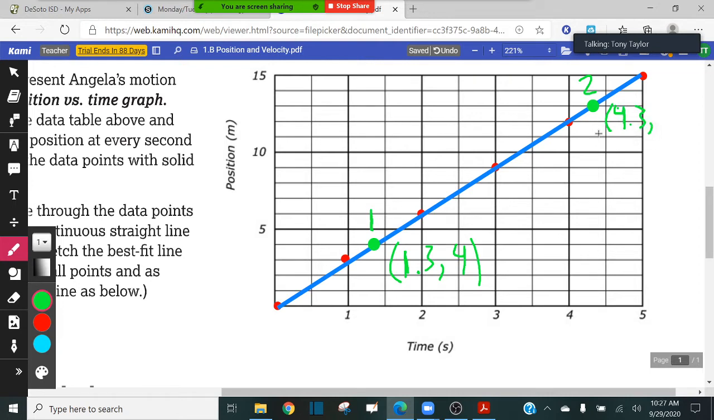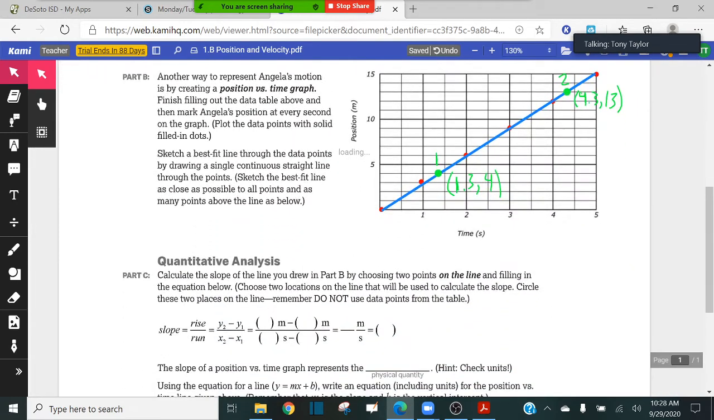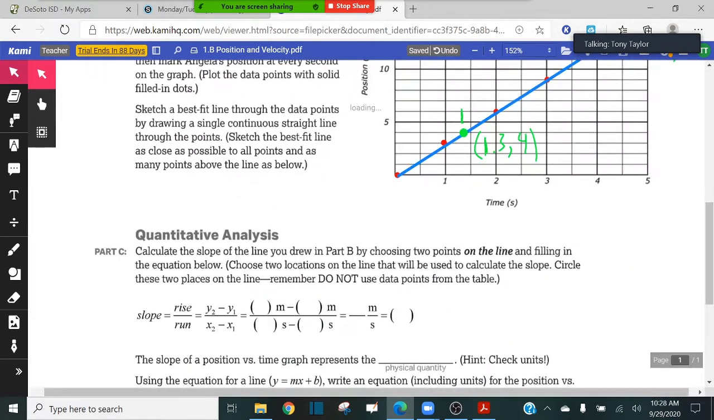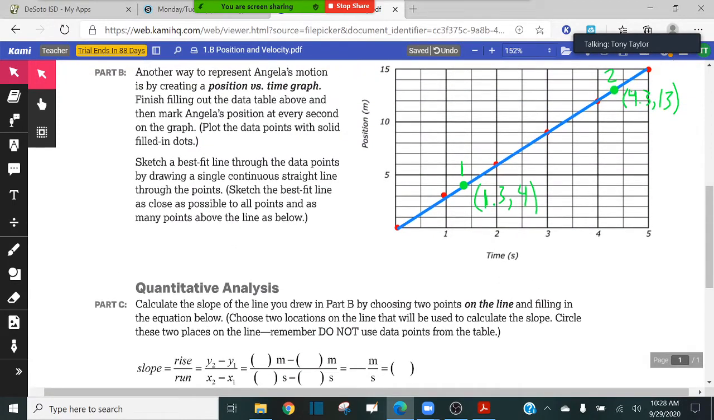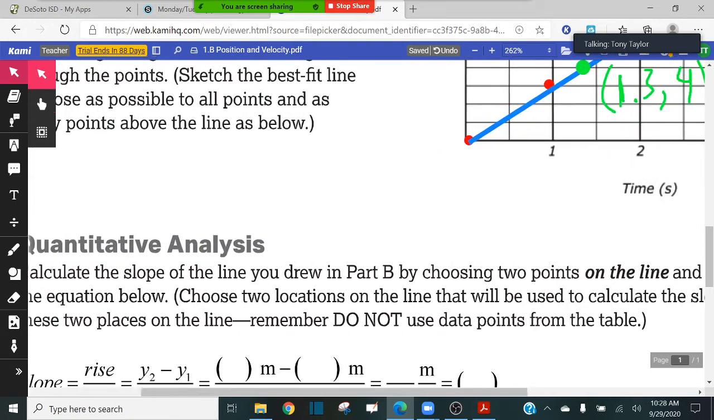Okay, and what is our y value here? So here's our y value. Our y value is right at 13, which is here. Okay, so now that we have our two points, we are now ready to plug into this equation here to find the slope, which is y2 minus y1 divided by x2 minus x1.